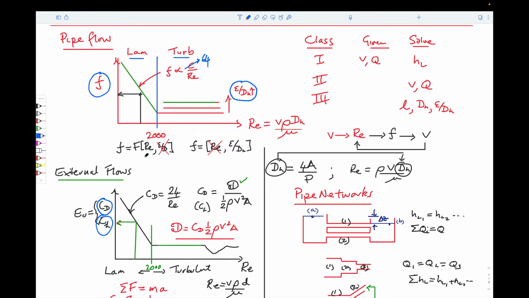So for laminar flow, the friction factor is a function of Reynolds number, but not a function of the roughness. And for turbulent flow, the friction factor is not a function of Reynolds number, hence these curves are flat, and is a function of the relative roughness.